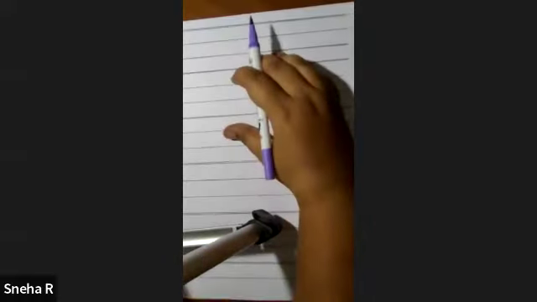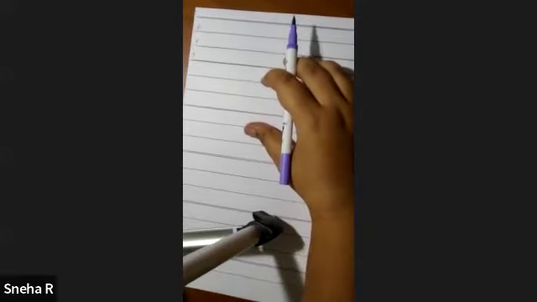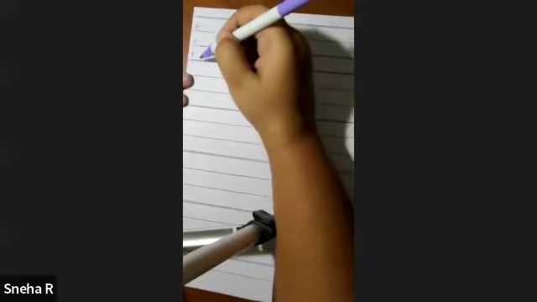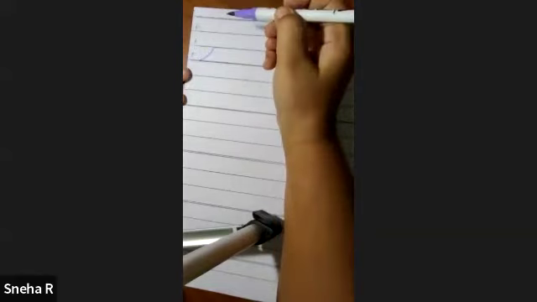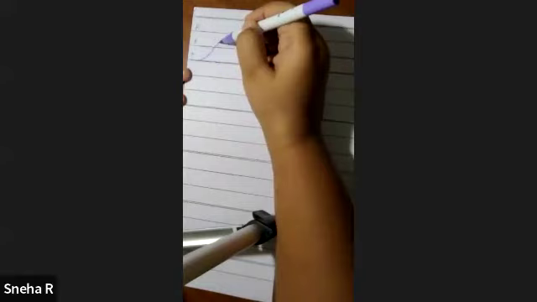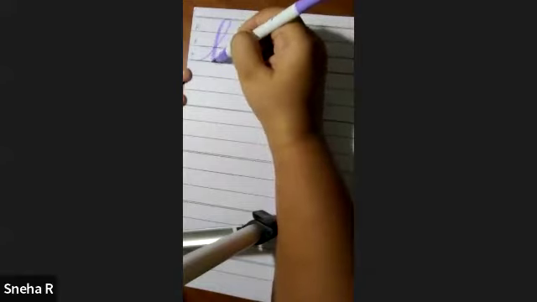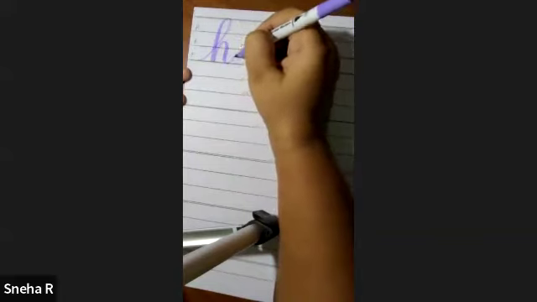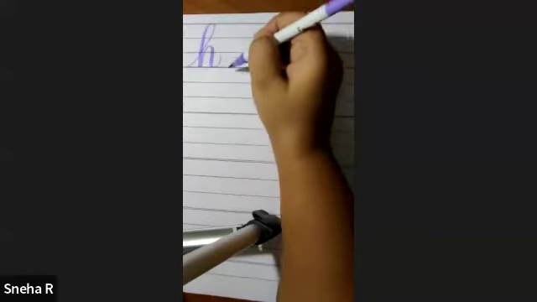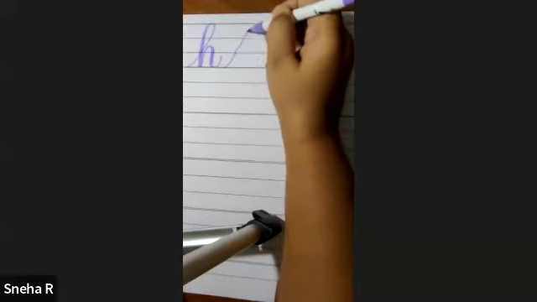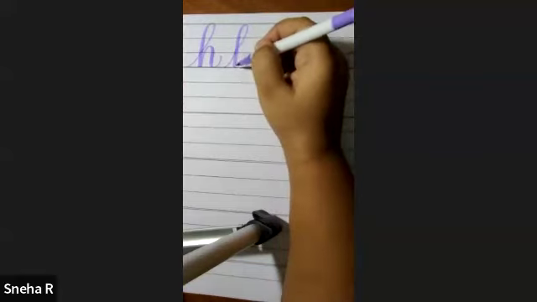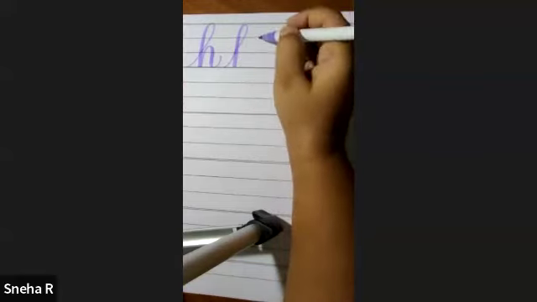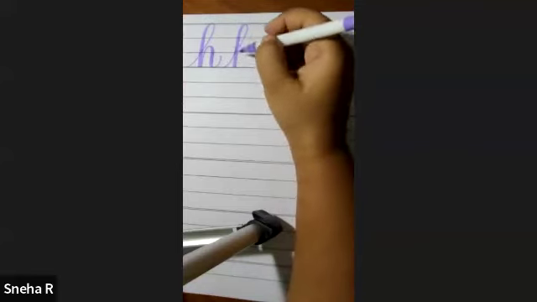Starting with the letter H. So for H, I'm going to start with the baseline, entry stroke, okay, ascendant loop, all right, and a compound curve. One more time, entry stroke, ascendant loop. From this point, with a slight deviation, just like our N, we are going to make a compound curve.